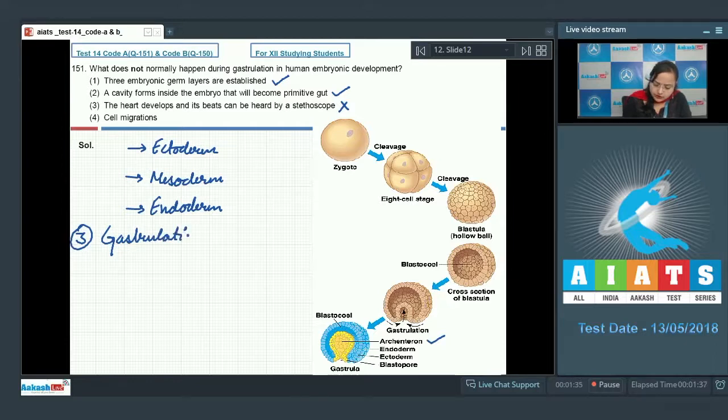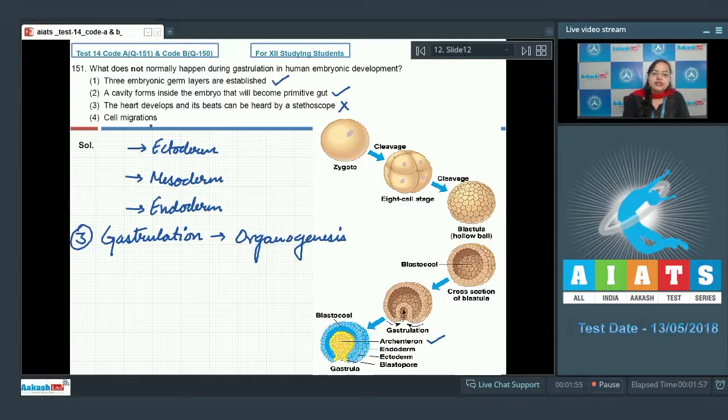Gastrulation is followed by organogenesis, during which different organs are formed, and the heart develops after 1 month of pregnancy. So option 3 is incorrect regarding gastrulation.